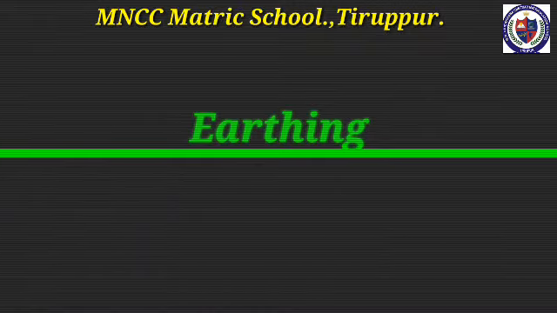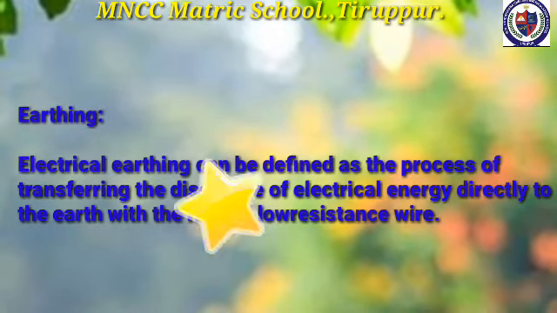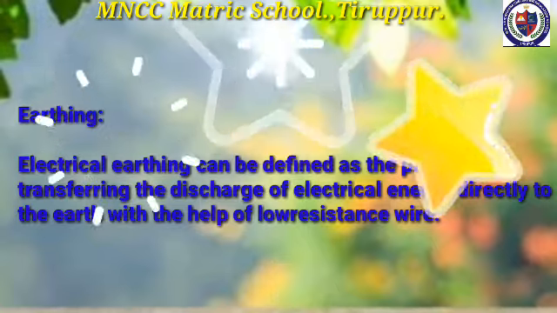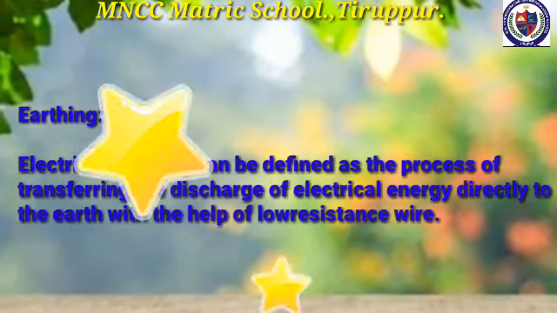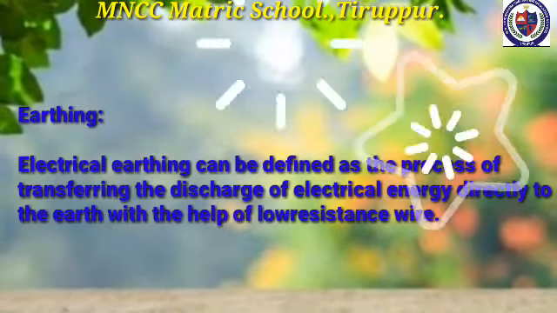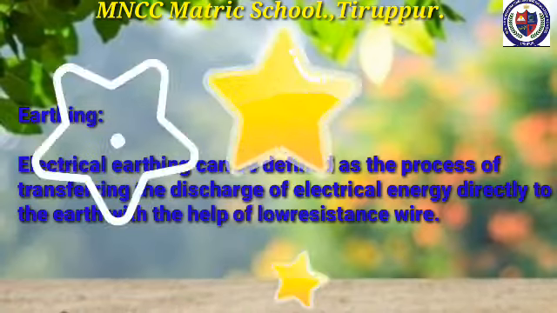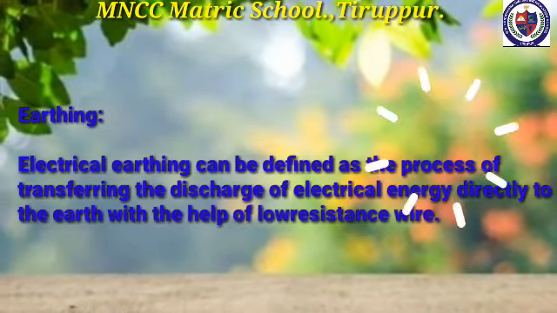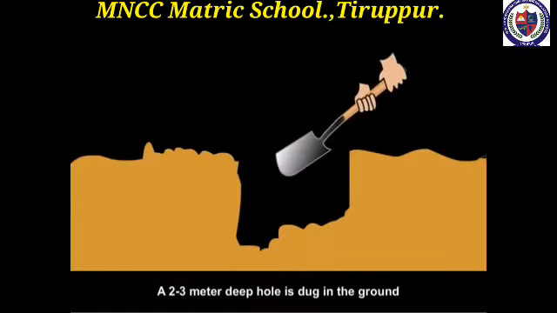Next, we move to earthing. A safety measure devised to prevent people from getting shocked if the insulation inside electrical devices fails is called earthing. Electrical earthing can be defined as a process of transferring the discharge of electrical energy directly to the earth with the help of a low resistance wire. Next, how to construct earthing.